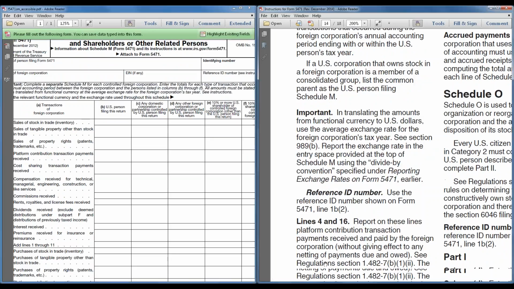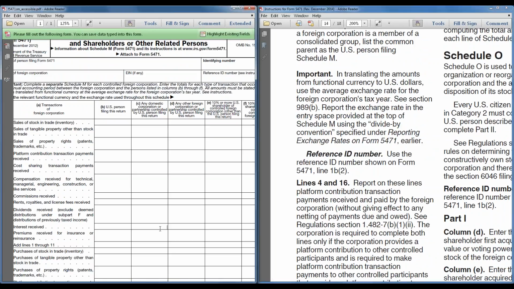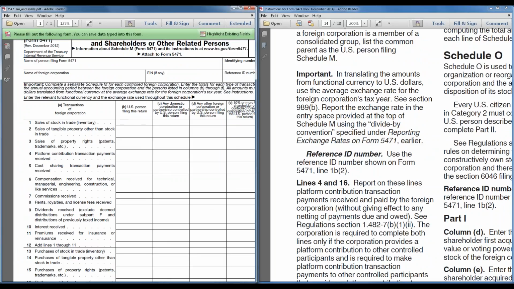So lines 14 to 16, and let's just get back over here to this page here. Okay, let's get back over to this page here. I said computer. Okay, line 4 to 16. So 4 is going to seem like a strange firm. Platform contribution transaction payments received. So a lot of jargon on these forms and a lot of tax planning.